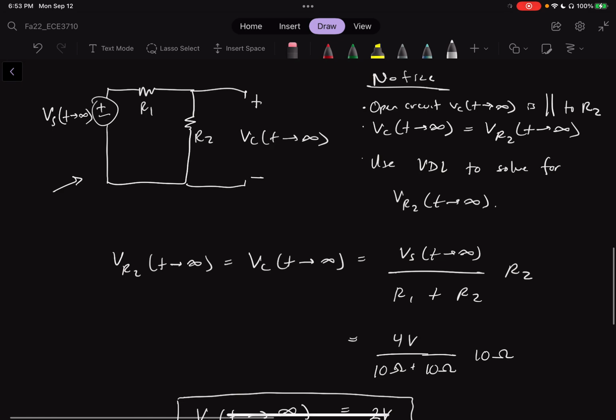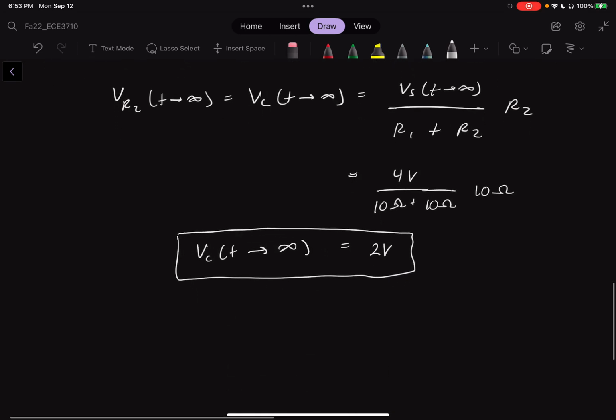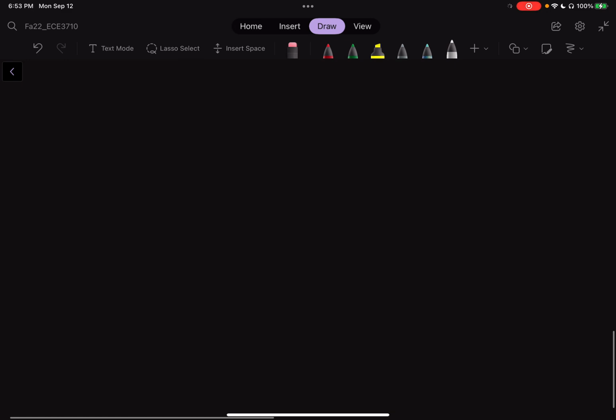And we used the voltage divider law to find the voltage across R2. We plugged and chugged, and we got a number, 2 volts. Cool. Moving on. Question number 2. What is the time constant in microseconds of the circuit? Okay.